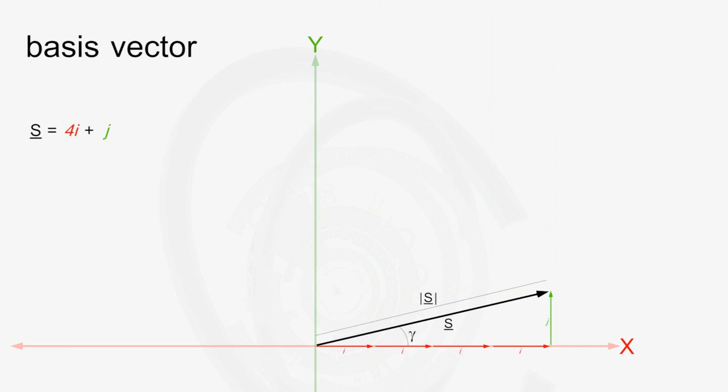Now, having a complete view of this vector, we can see that it has 4 blocks over the x-axis, 1 block over the y-axis. Now, forming the right angle triangle, we can find the amplitude and direction of this vector.